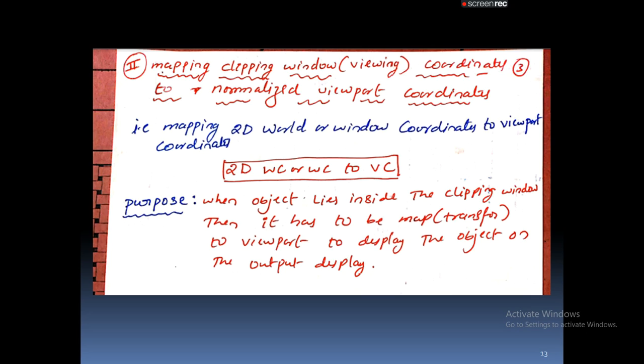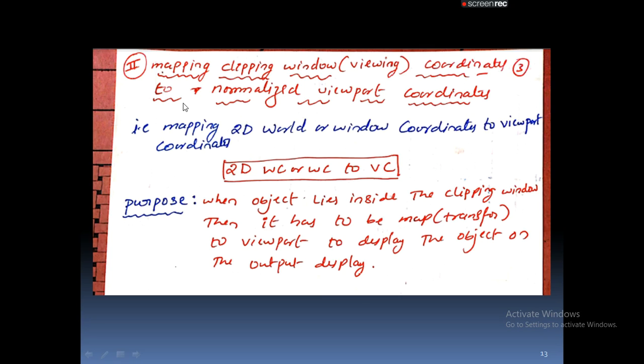Next, after mapping world coordinates to viewing coordinate, we need to map viewing coordinates to normalization coordinate and normalization coordinate to viewport coordinates. But as I said in the previous slide, when we map viewing coordinate to normalization coordinate, projection coordinates are missing here because it is 2D. We don't want projection coordinates. So you directly map the clipping window to normalization coordinate, followed by screen coordinates.